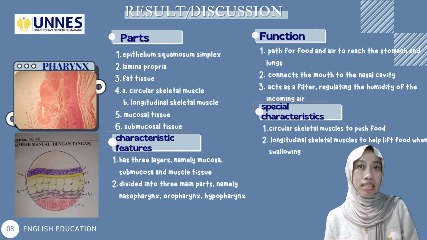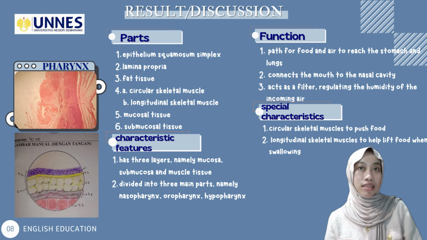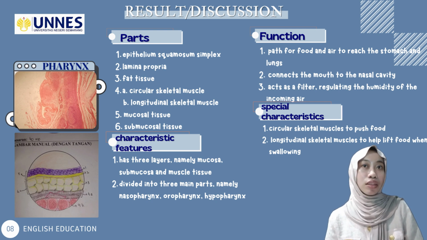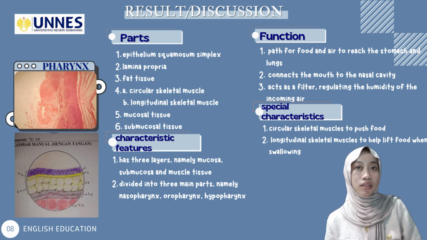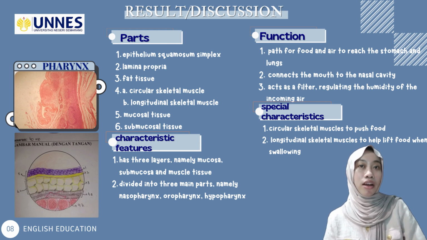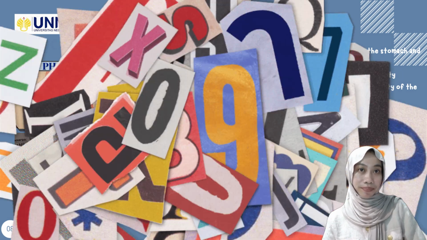Function of pharynx is to pump food and air to reach the stomach and lungs, connect the mouth to the nasal cavity, and act as a filter regulating the humidity of the incoming air. Special characteristic of pharynx is circular skeletal muscle to push food, and longitudinal skeletal muscle to help lift food when swallowing.